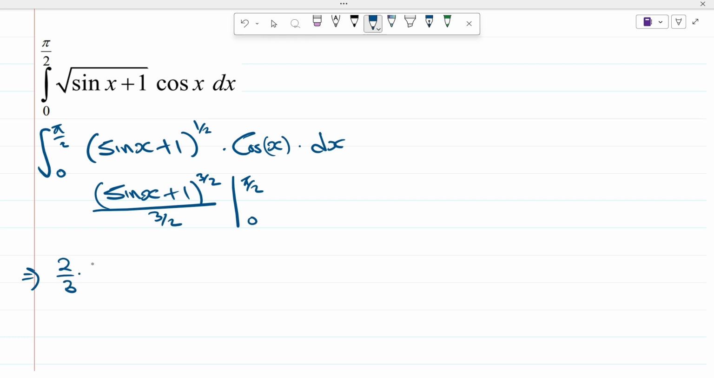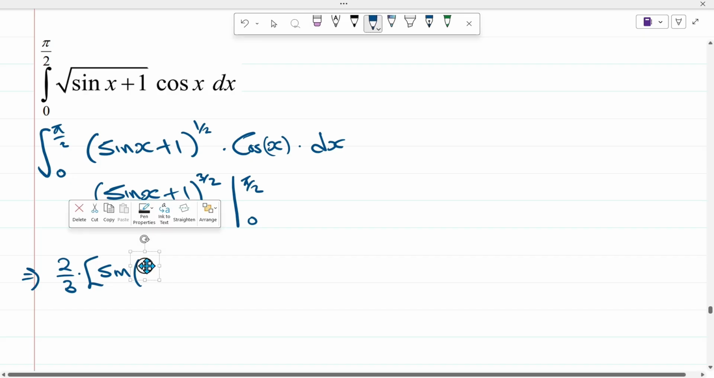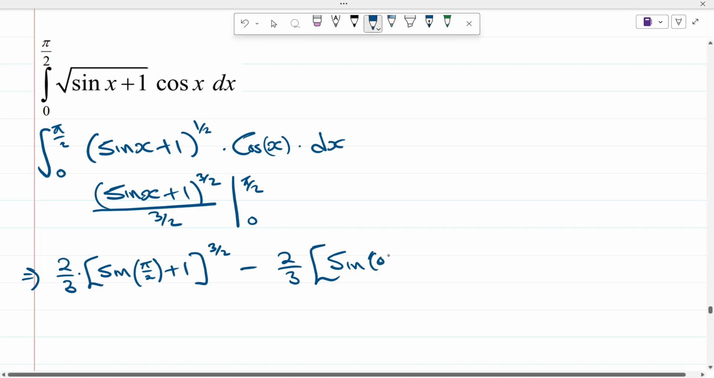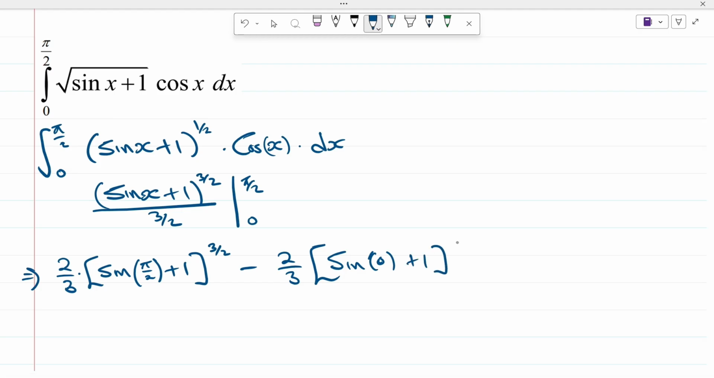So 2 over 3 multiplied by sine of pi over 2 plus 1, all to the power of 3 over 2, minus 2 over 3. You substitute again the lower limit. This is going to become sine of 0 plus 1, to the power of 3 over 2.